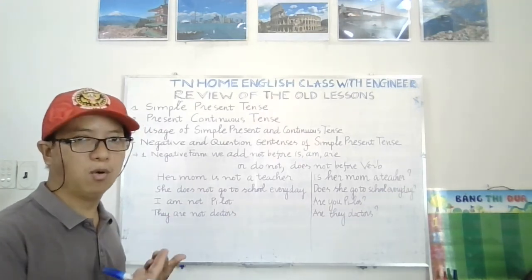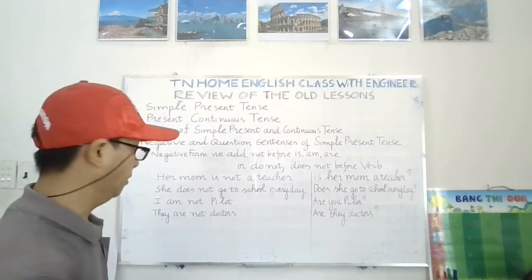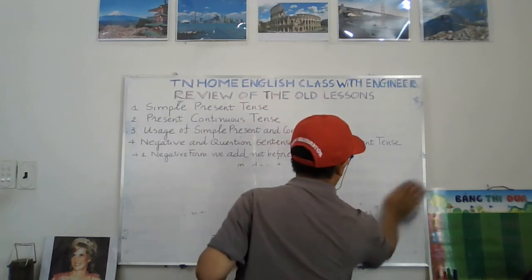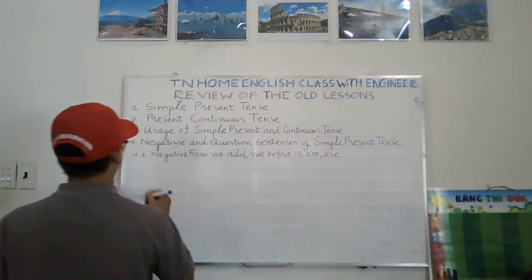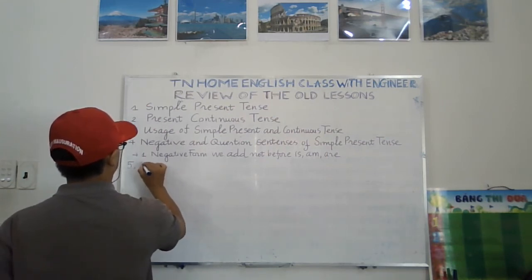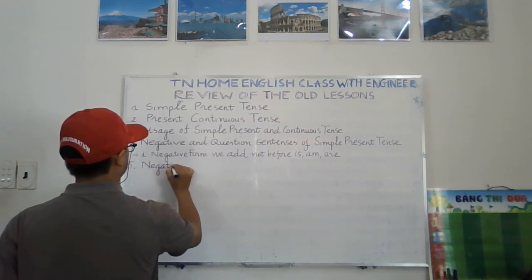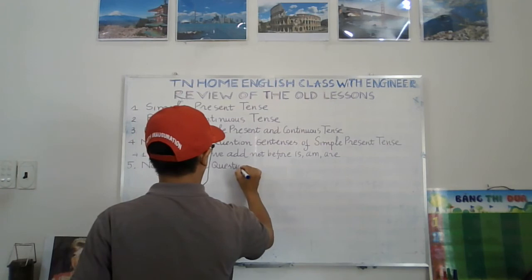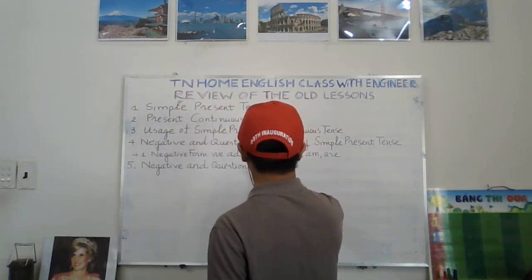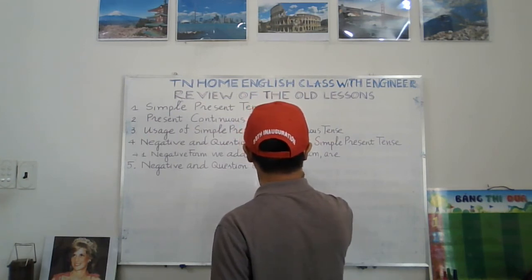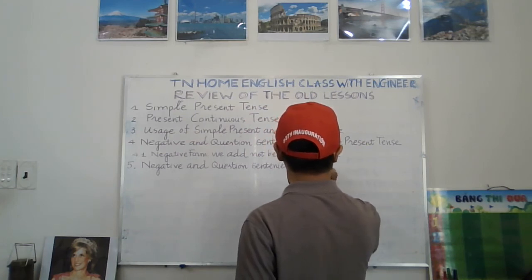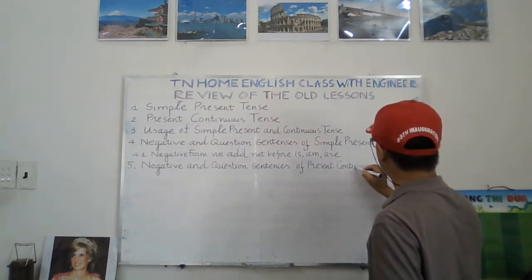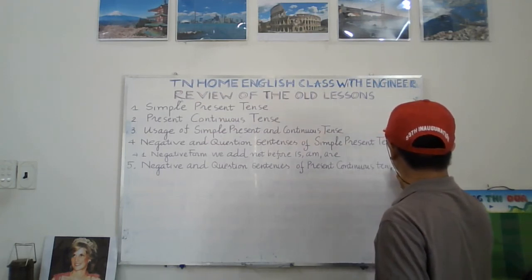We also add not next to the to be: is, am, are. So please look at the board to see some examples. Number five, negative and question sentences of present continuous tense.